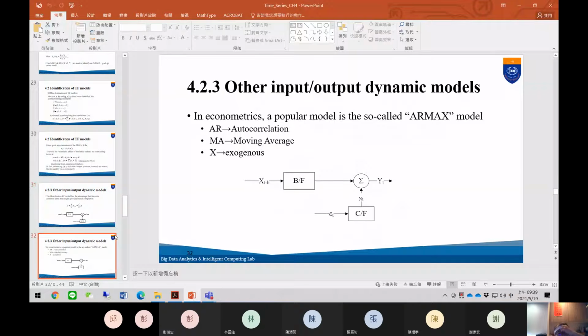Okay, then another input-output dynamic system in econometrics. Econometrics has a popular model called ARMAX. The AR is autoregressive. Where's the AR? Right here. The MA is the moving average. X is called the exogenous variable, X into B over F, and C over F into this one. So we call this exogenous model ARMAX.